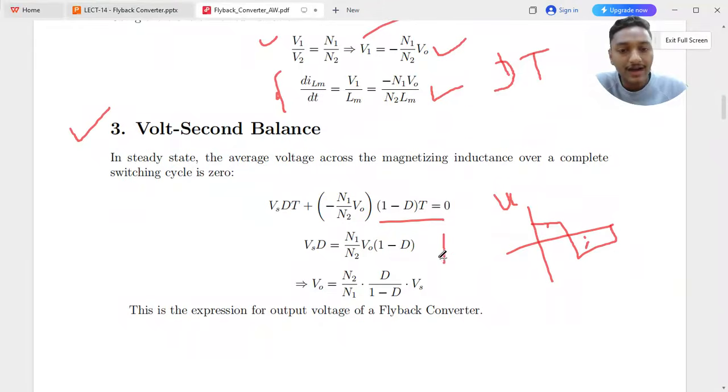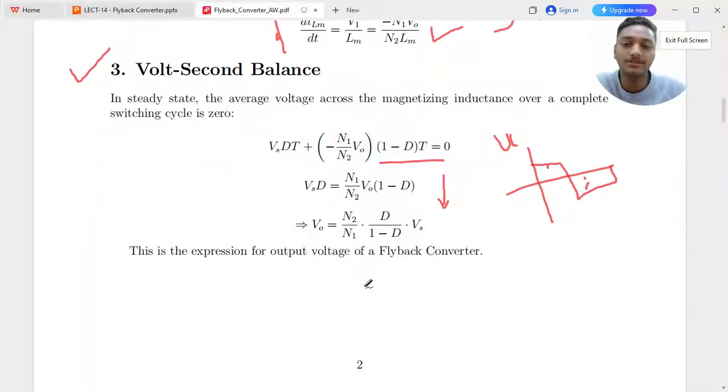Now if I try to solve this, I get the value of V0, and this is the well-known standard expression for the output voltage of the flyback converter, that is N2 by N1 into D divided by 1 minus D into Vs.